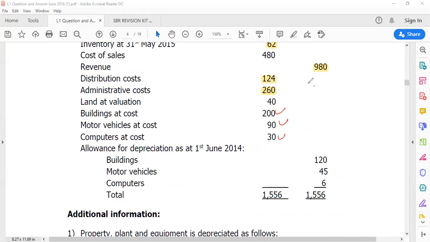Simply say, PPE schedule. Oh, no. Let me just delete the word schedule. That's not the correct spelling. Okay, so PPE schedule. So what do we do here? We have land. We have buildings. We have motor vehicle. We have computer. We have a lease. You know the building, they've told you it was 200, the cost. This one, it was 90. This one, it was 30.